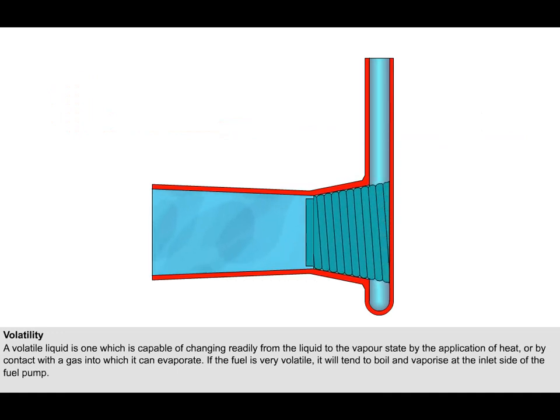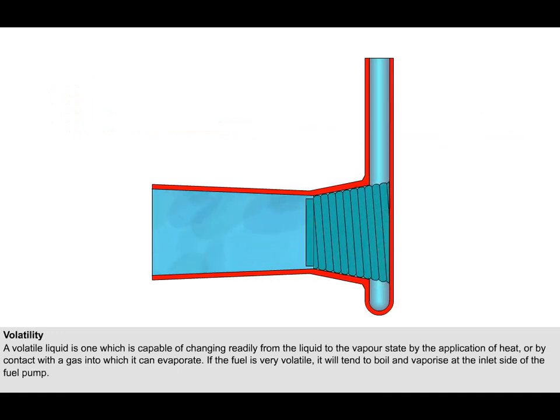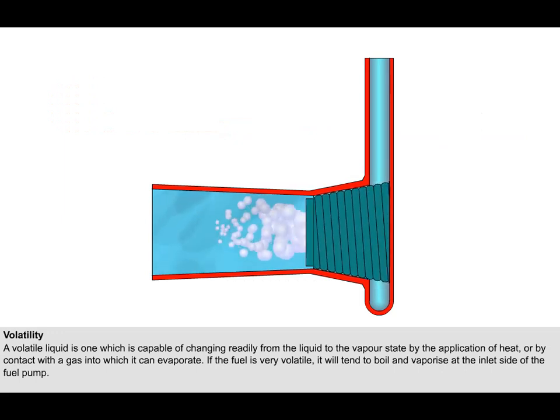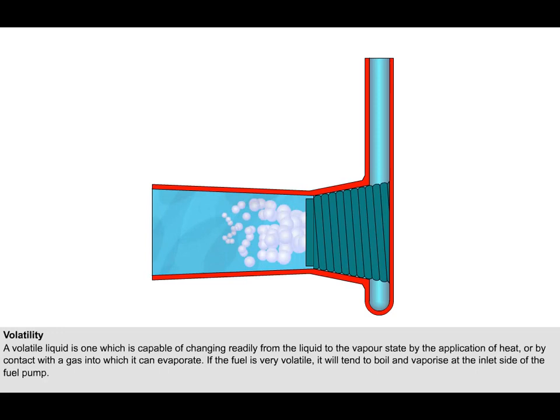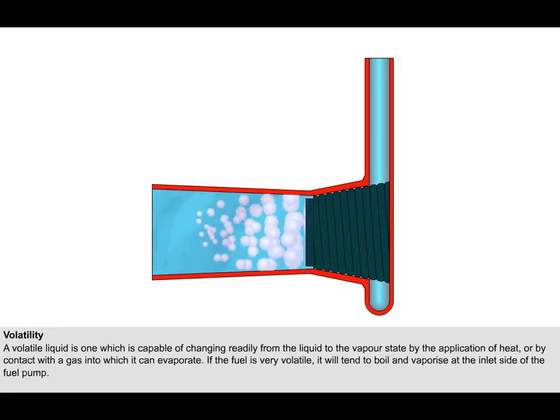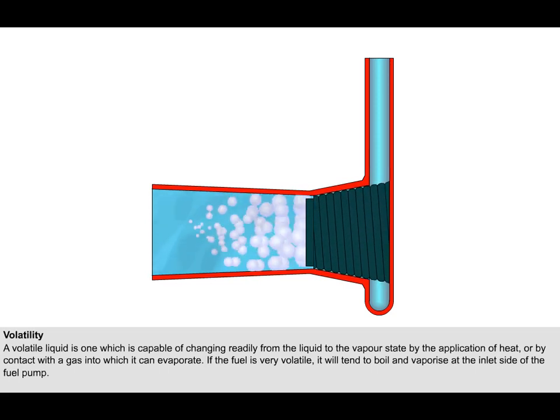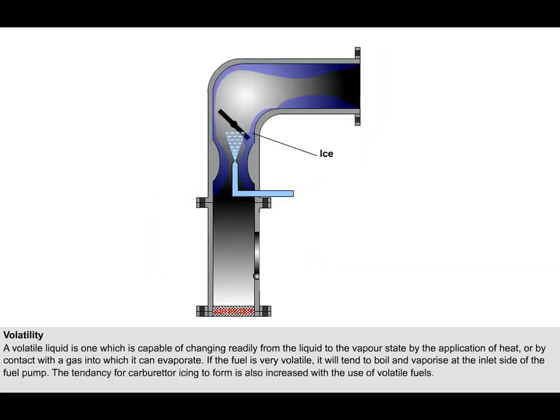If the fuel is very volatile, not only will there be excessive losses through evaporation in the aircraft's fuel tanks, but the fuel will tend to boil and vaporize at the depression or inlet side of the fuel pump, causing bubbles and vapour locks to form, which can interrupt the flow of fuel to the carburettor. The tendency for carburettor icing to form under certain atmospheric conditions is also increased with the use of volatile fuels. As we said previously, carburettor icing is covered fully in another lesson.